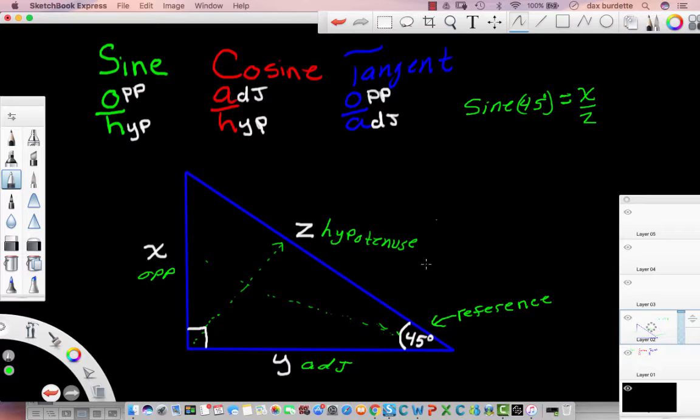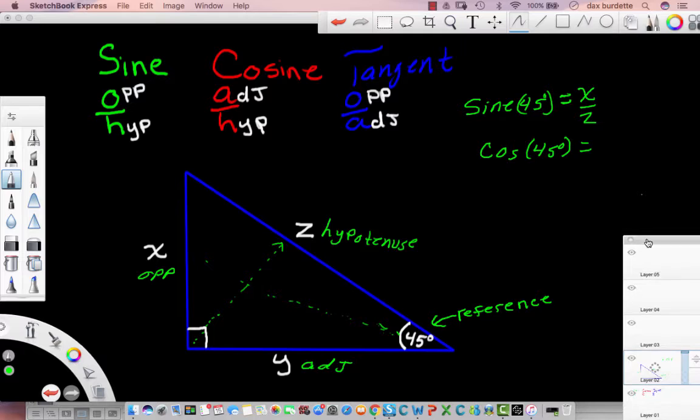Okay, now what about cosine 45 degrees? We're just playing with learning how to set up trig ratios. X over Z is a ratio. It's a comparison of two sides. Cosine 45 degrees would be the adjacent over the hypotenuse side. Adjacent side is the Y side. The hypotenuse is once again Z. So you have to put them in order. You can't put them in any order. That would be Y over Z.